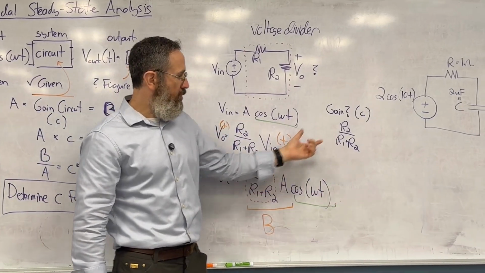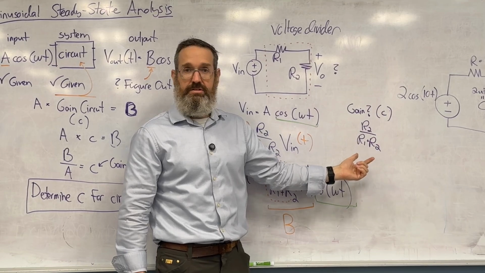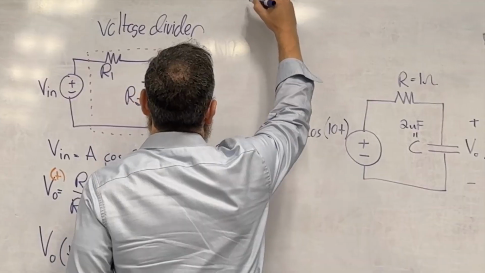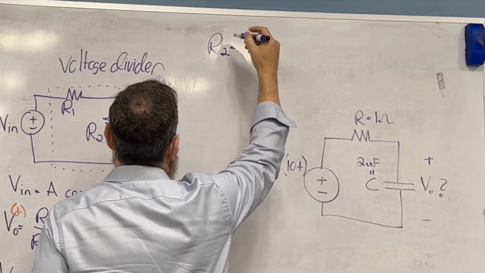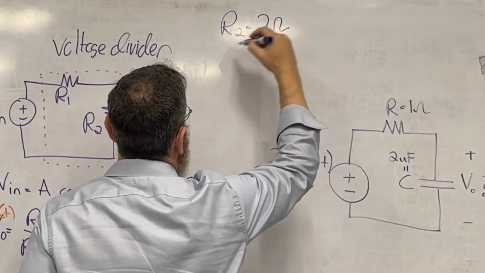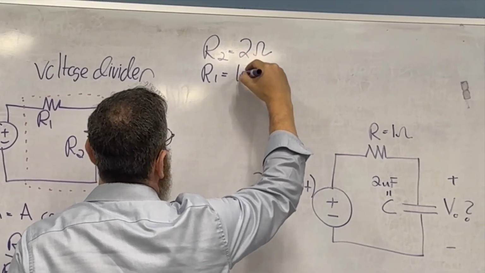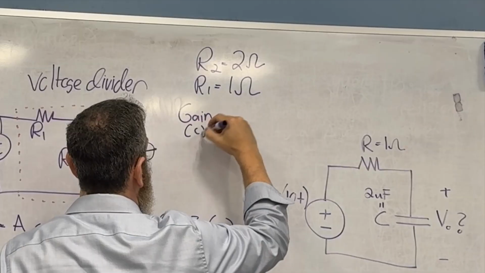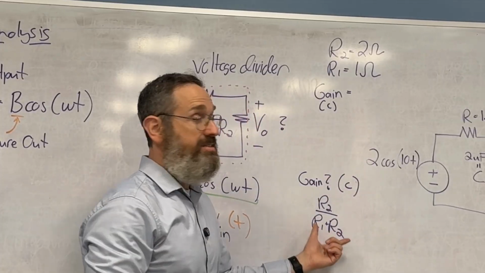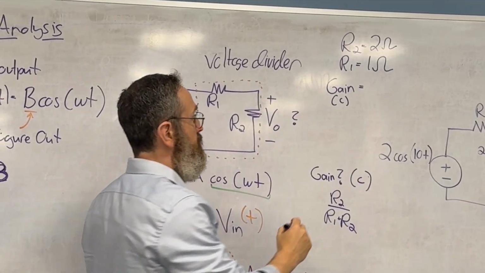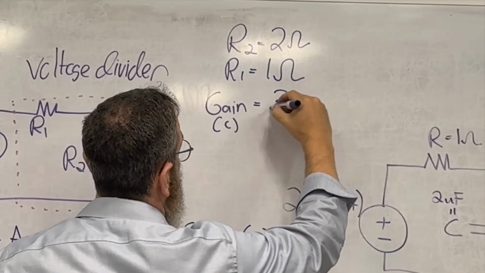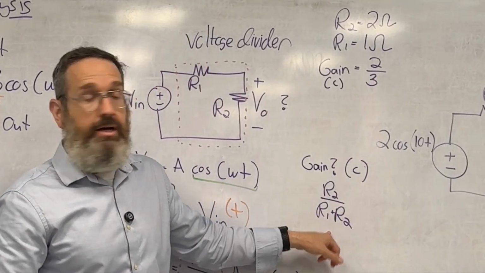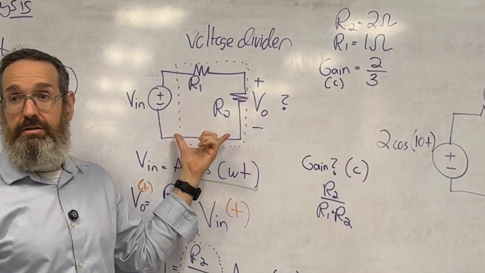Let's do it with numbers, and I want to do it in a way that helps us focus here on this C thing. I'm going to say that R sub 2 is equal to 2 ohms. R sub 1 is equal to 1 ohm. So now I want to know, what is the gain, also called C, of the circuit? Well, we believe that this is the gain of the circuit, so we would do 2 over 2 plus 1, which is 2 thirds. This is the gain of the circuit.